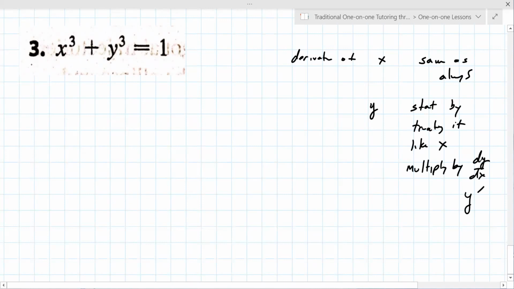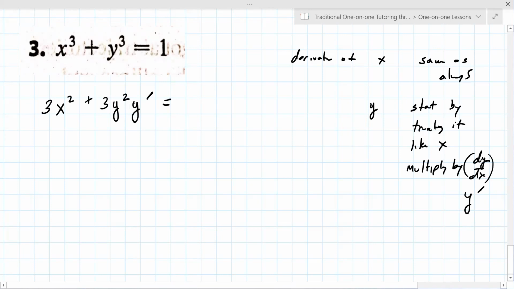X cubed, you treat like you always do. Power rule. What's the derivative of x cubed? 3x squared. Okay. With the next one here, you treat it like it's an x. So what would x cubed be? Well, you just said it. It's 3x squared. So here it's 3y squared. But because it's a y, you actually multiply by y prime. And I make the tick a little bit sideways. That's why they want you to use dy dx to really differentiate it. This is faster, but it's up to you.